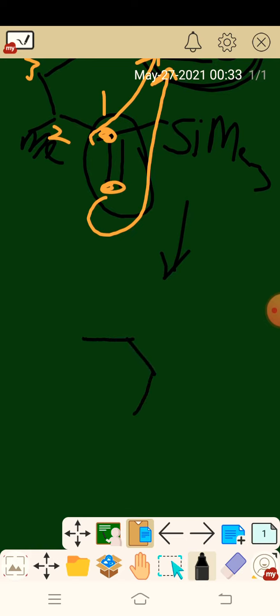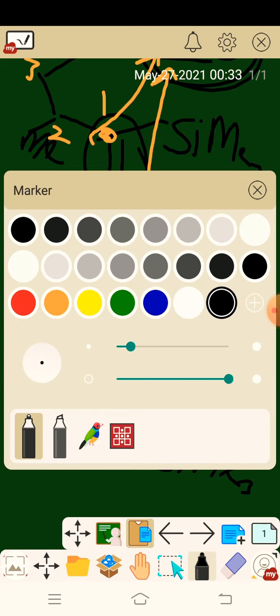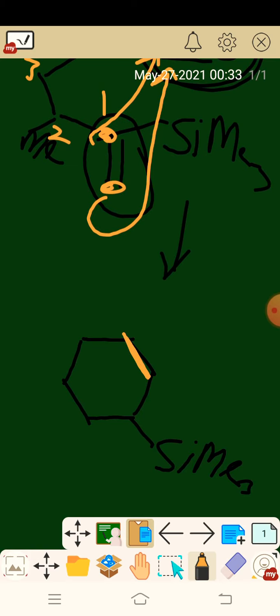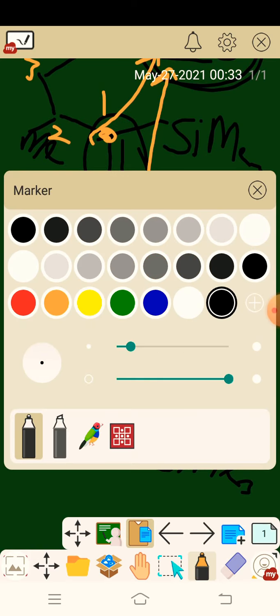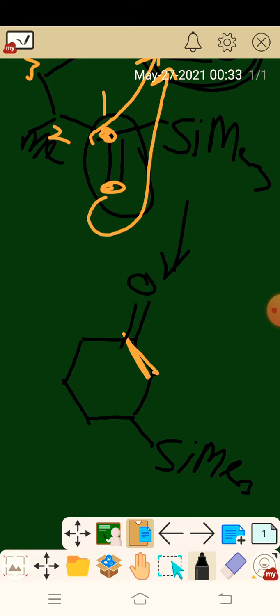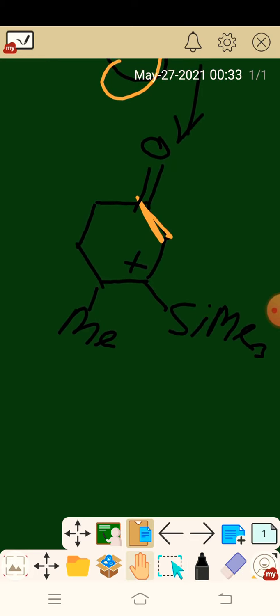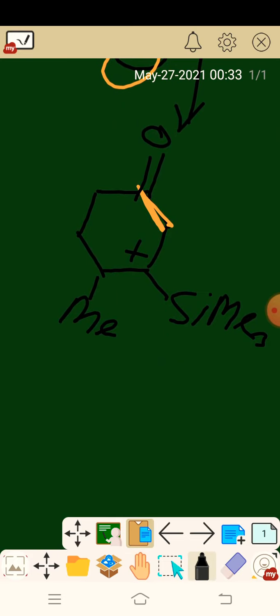Here there is a 6-membered ring which is substituted with SiMe3, and there is a new C-C bond, and here is a carbonyl group, and here is a methyl, and there is a carbocation being generated. Now you will see one possibility here: this methyl group will shift from here to here and form a more stable product.